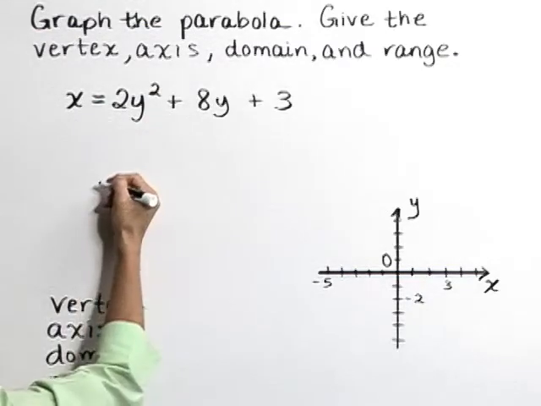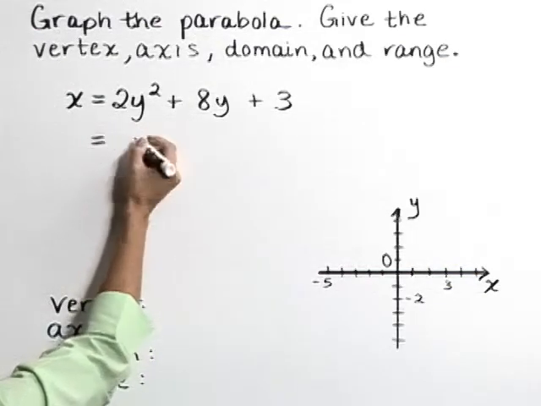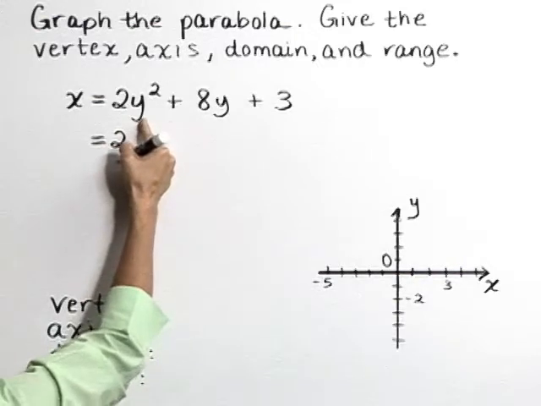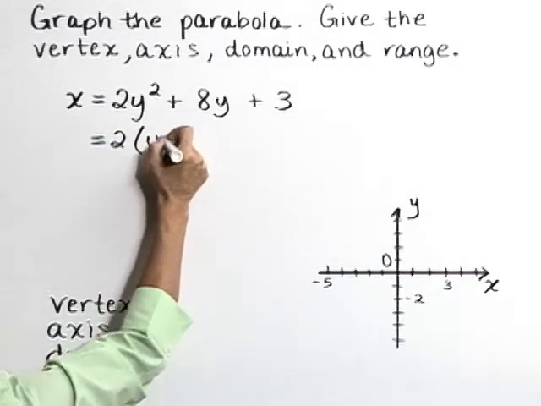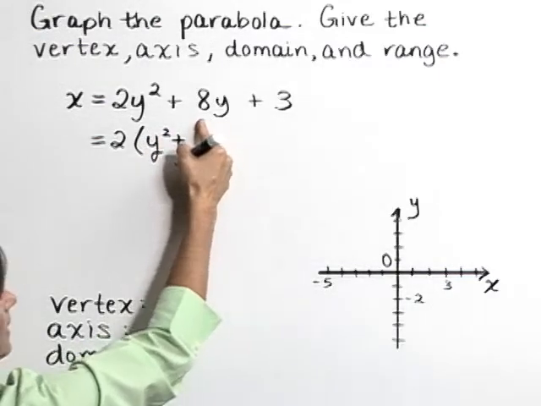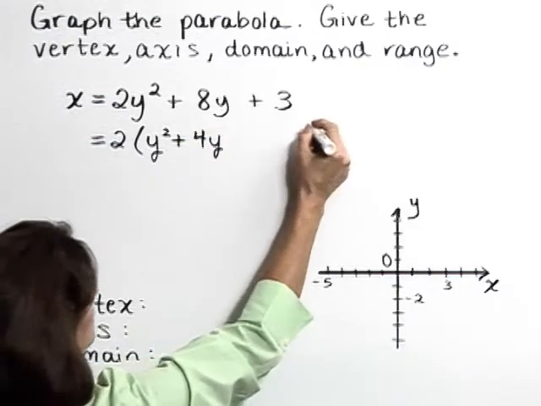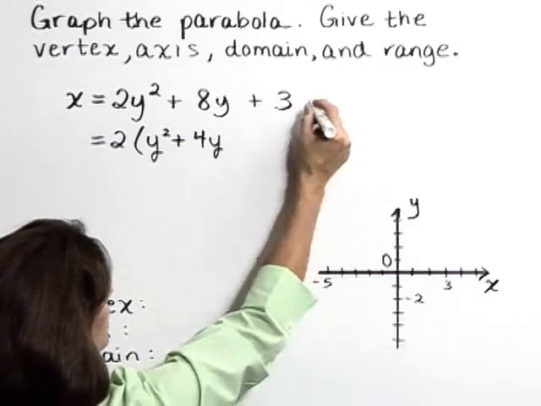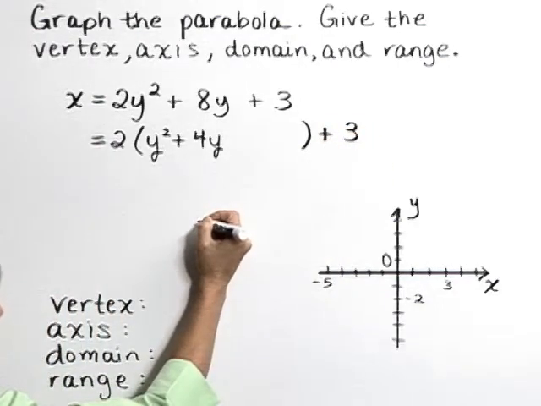Let's determine the vertex by completing the square. So let's start here on the right side, and I'm going to factor 2 away from that y squared term. Writing this as 2 times y squared plus, factor 2 out of 8y, so that's a 4y. Let's leave some room for completing the square, and let's just write this plus 3 outside that parenthesis.